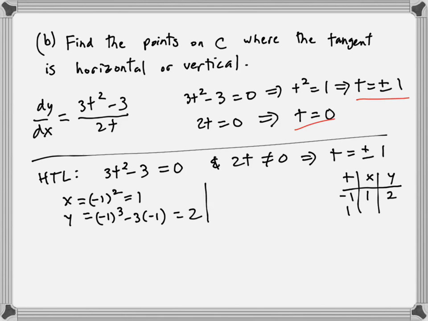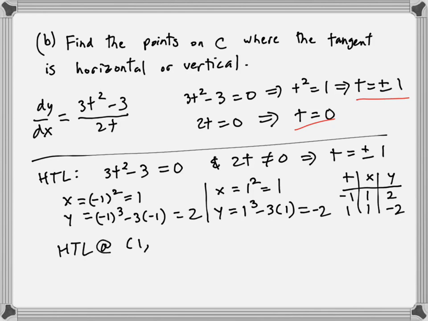Now, what about for the other t value of 1? T value of 1, we get x is equal to 1 squared, which is again 1. Y is equal to 1 cubed minus 3 times 1. So that's 1 minus 3, that's negative 2. So we have a horizontal tangent line at the points 1, 2, and 1, negative 2. We're not done because they want also vertical tangent lines, okay? But this is at least half of our answer here.